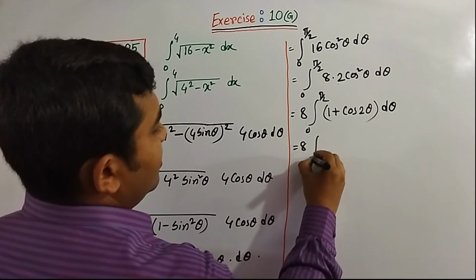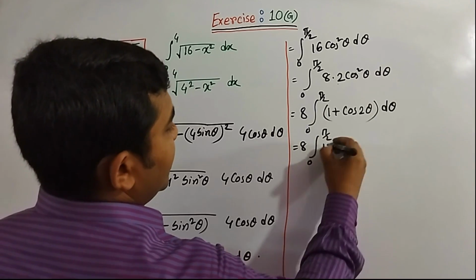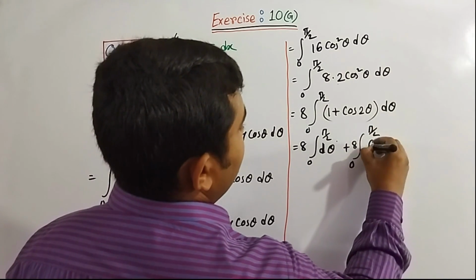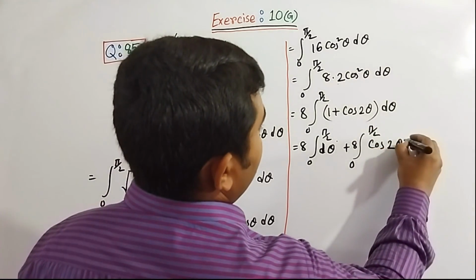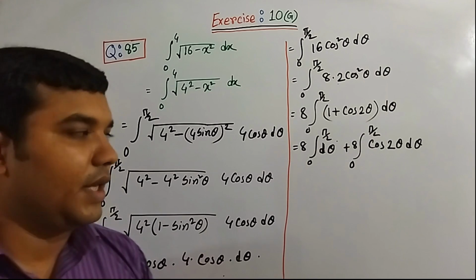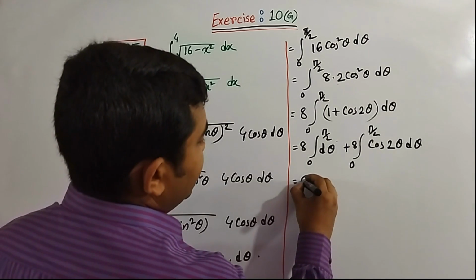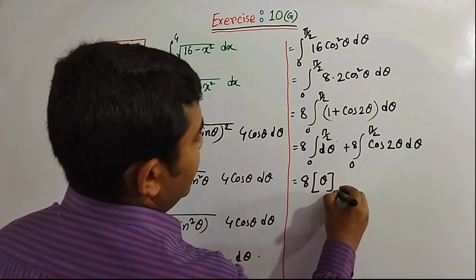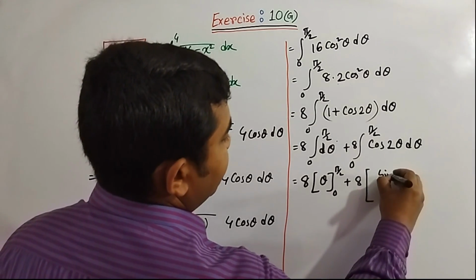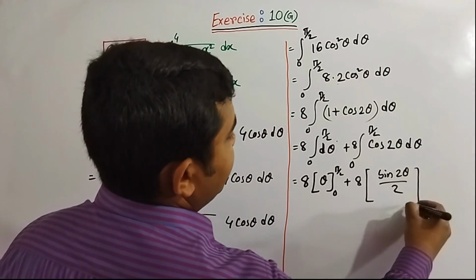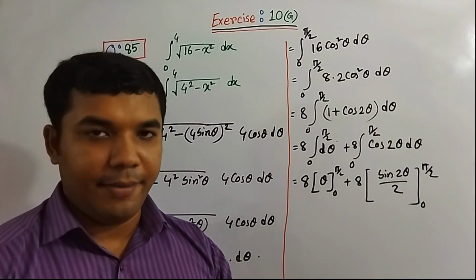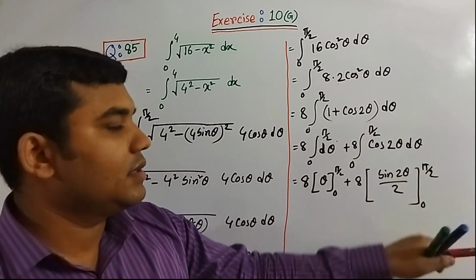So here 0 to pi by 2, 1 d theta, I mean it is only d theta, plus 8 times 0 to pi by 2 cos of 2 theta d theta. We have separated this integration sign into two parts. Here we get 8 theta from 0 to pi by 2, plus 8, and here we get sine 2 theta over 2, because it is the basic formula. You know that the integration of cos ax is sine ax by a. Here the value of a is 2.